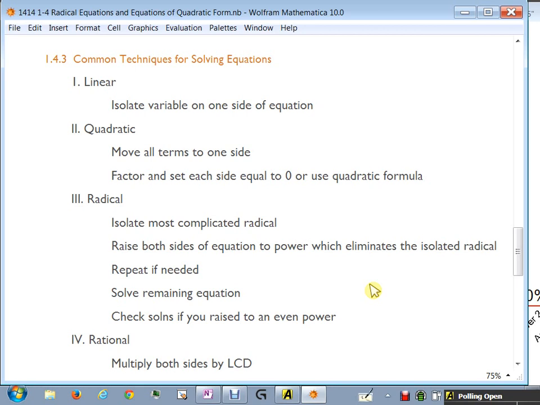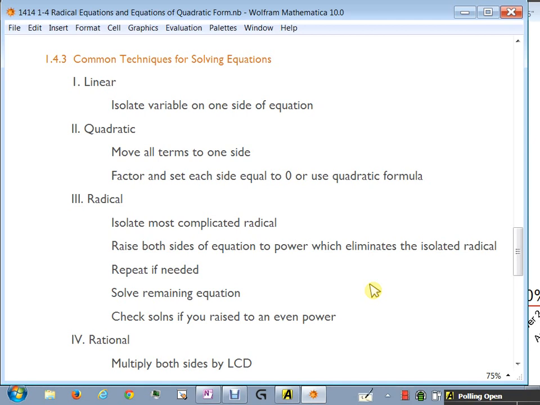Move it to one side of the equation, make it the only thing on that side of the equation. Then we're going to raise both sides of the equation to the power, which will eliminate the isolated radical. Then we are going to repeat that step if we need to, and then we're going to solve whatever equation remains. So there's only really like 3 steps for today for the radical equations.